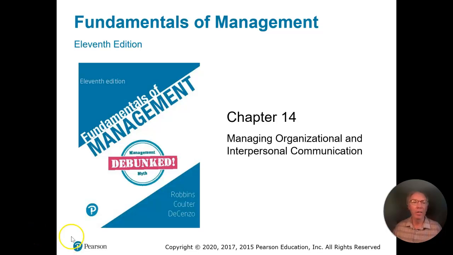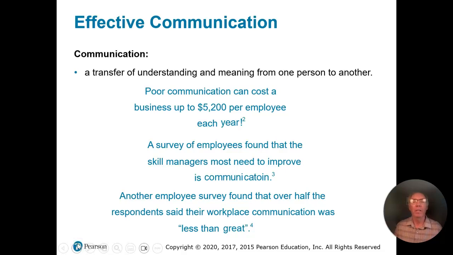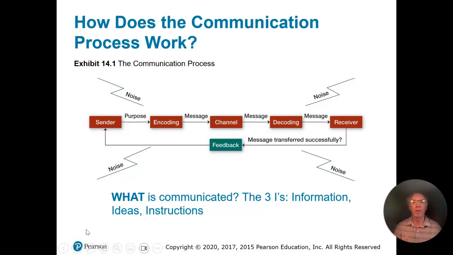It's about managing communication. And so we start off with what is communication? Well, basically, it's an understanding of a message that is from the sender to the receiver. And you see this graphic here, and there's a lot of stuff going on with this graphic, and I'm going to try to make it a little more simplistic.